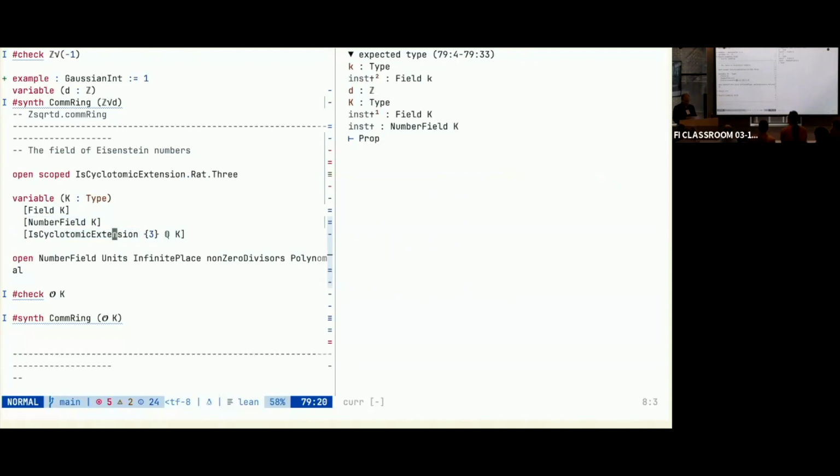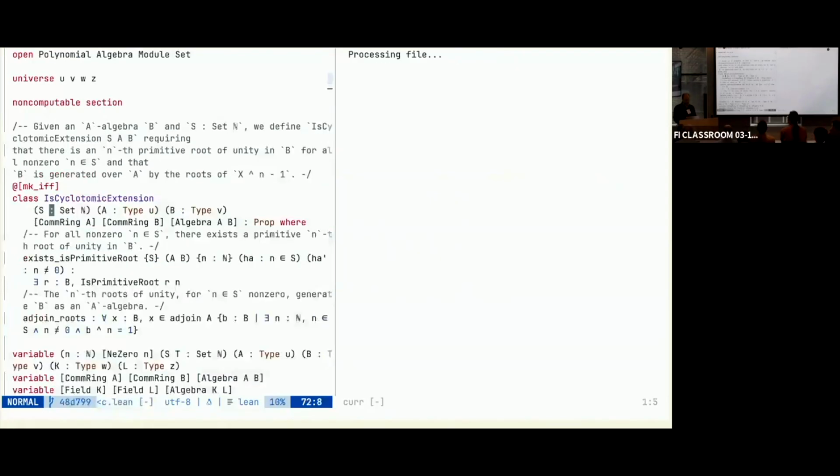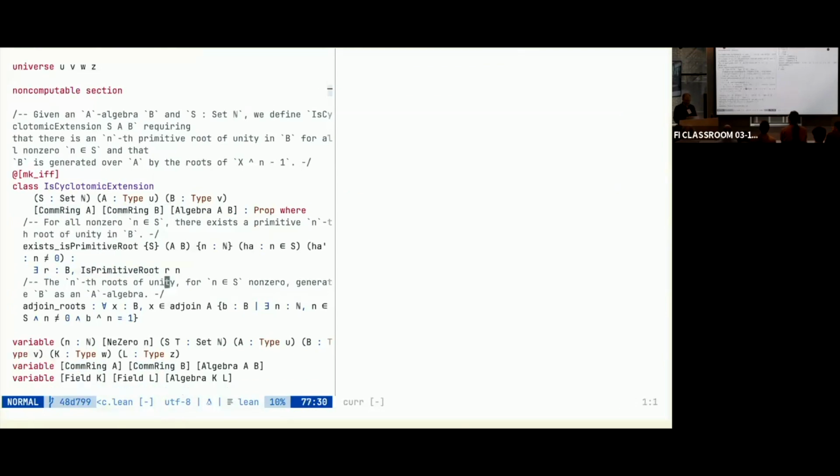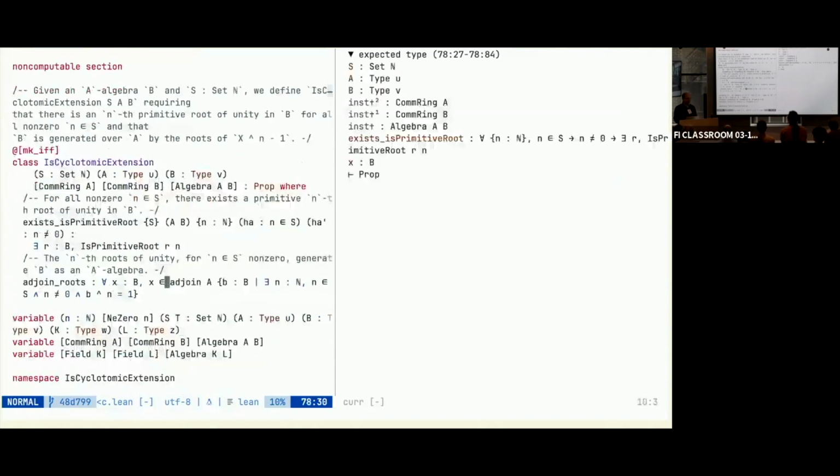And we can go to the definition. IsCyclotomicExtension, you see, it depends on a set of integers, some algebra and some type, some other type. The first one is a CommRing. The second one is a CommRing as well. The second one has to be an algebra over the first one. And there is the assumption that B has primitive roots of unity of each order requested by the set S, and that those roots of unity generate the algebra. Okay, so that's the way we can frame this in Lean today.